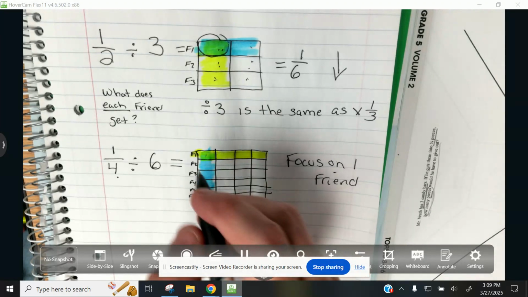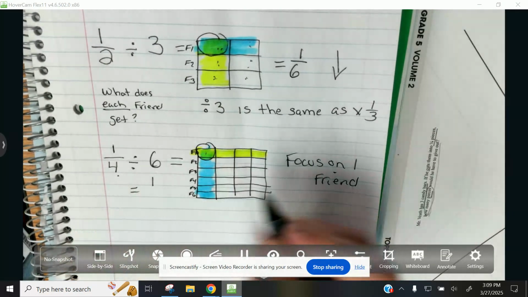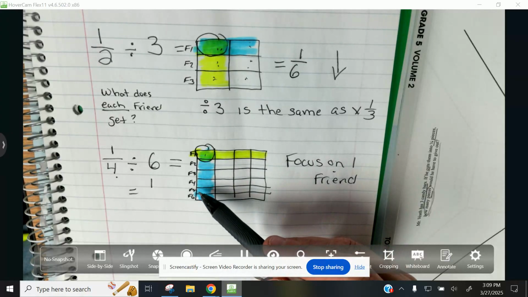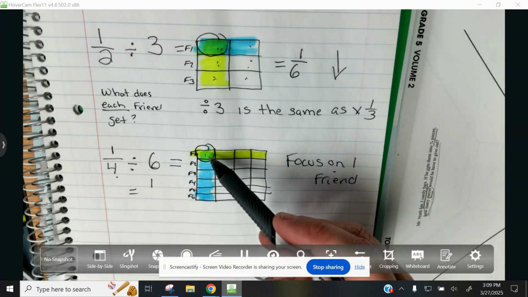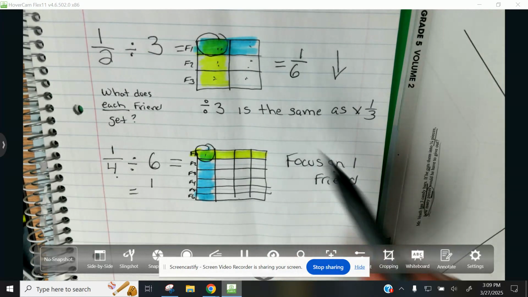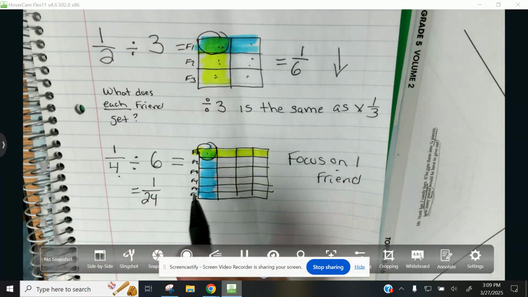gets or wants. So here's my friend. That's what I'm giving right there. So it's going to be 1. And then you have a new denominator because your pieces got a lot smaller when you shared it with 6 friends. So if you look, 1, 2, 3, 4, 5, 6, 1, 2, 3, 4, doing a quick multiplication problem would think 1/24.